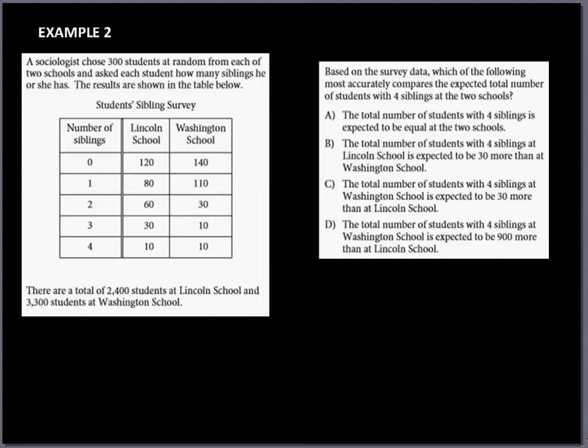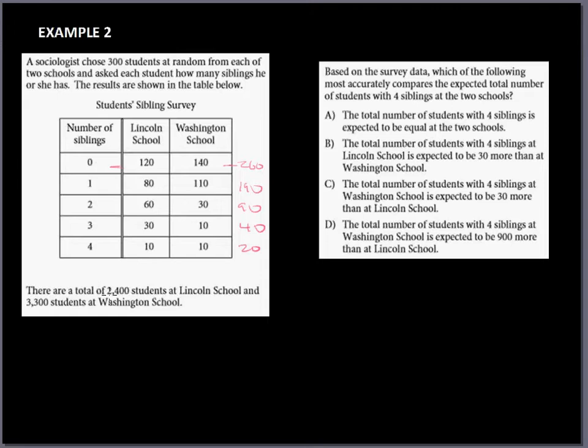So here we have number of siblings, 0 siblings. We have 120 students and 140 students from those two schools. So between this and that, we have about 260 students. Between this and that, we have 190 students have a sibling of one. I'm sorry, these are siblings of one, these are siblings of zero. And then this 90 students have siblings of two, 40 siblings of three, and of course, 20 siblings of four. So we have 10 and 10.